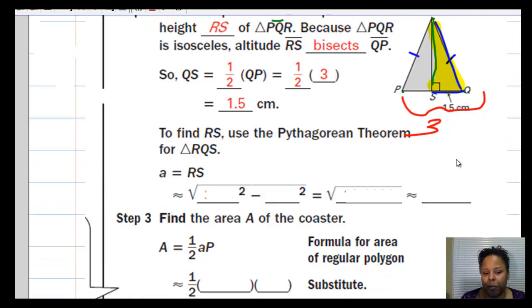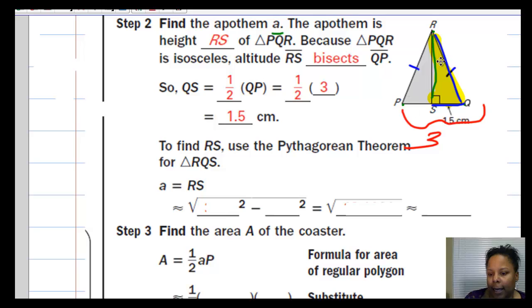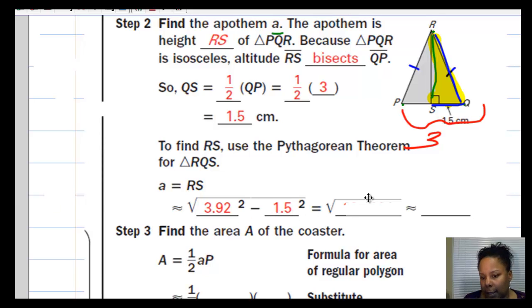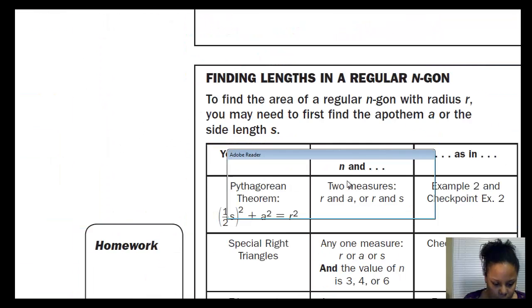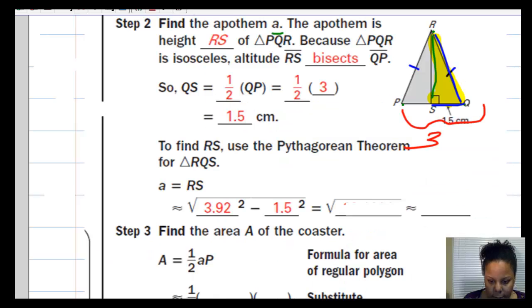To find our S, we can use the Pythagorean Theorem. Since A is the unknown side length, that's a leg of the Pythagorean Theorem, we can fill this in by taking the radius squared, which is our hypotenuse of a right triangle, and subtracting it from the 1.5 squared. And when you do that, you get the square root of 13.1164, and you get approximately 3.62.